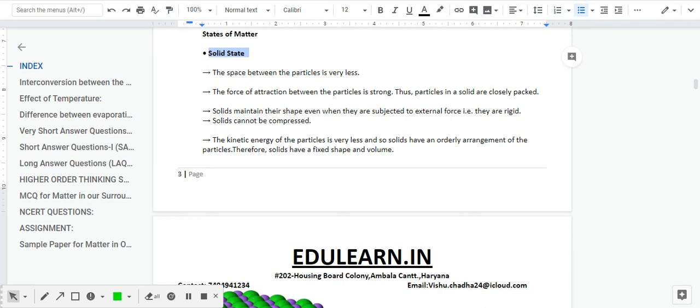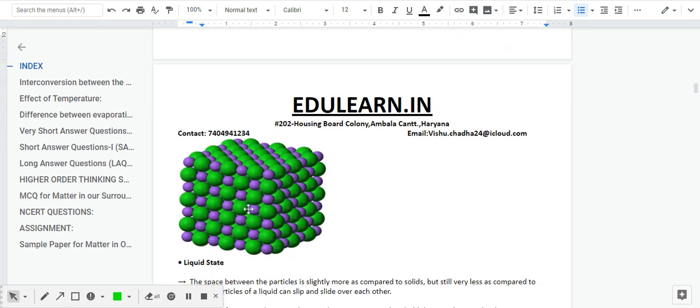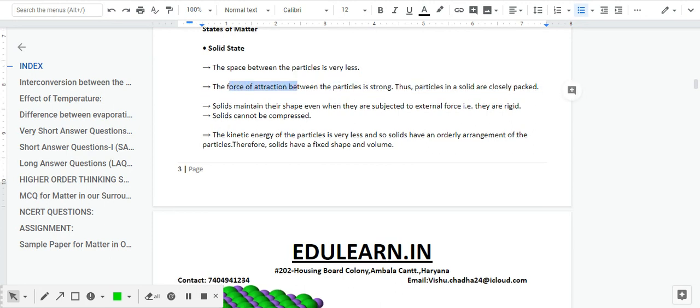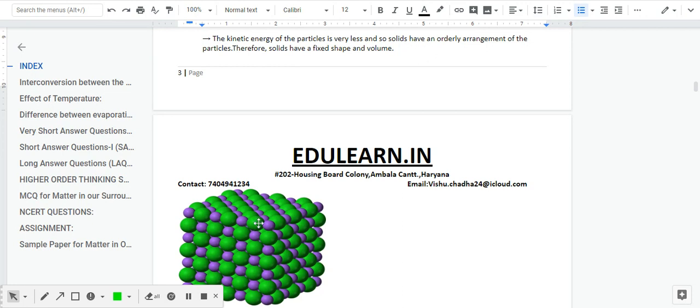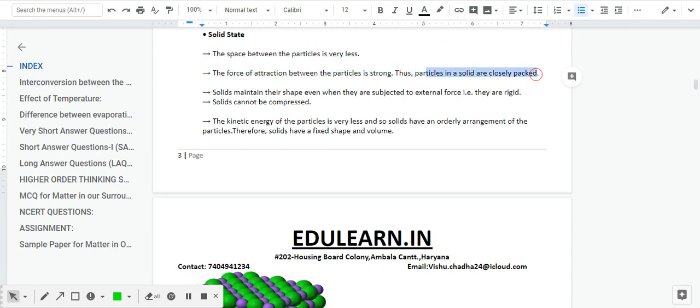The space between the particles is very less. As you can see in this figure, the particles are quite tightly packed and the space between the particles is quite less. So if the space is less, what happens? We talk about force of attraction. What is meant by force of attraction? Force of attraction means the force of attraction between these two particles. As you can see the green and purple particles in this figure, they are quite tightly packed. Why are they tightly packed? Because of this force of attraction, right? That's why they are called solids, and we say that the particles of solids are closely packed.